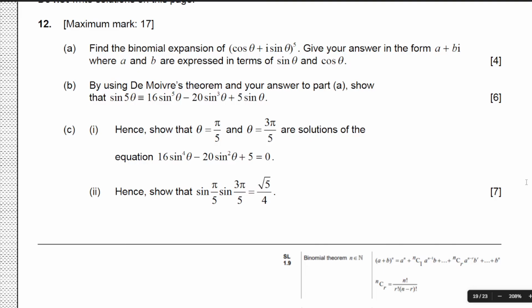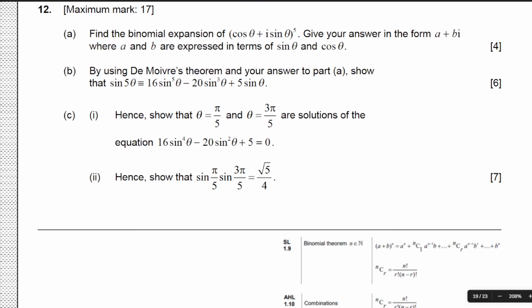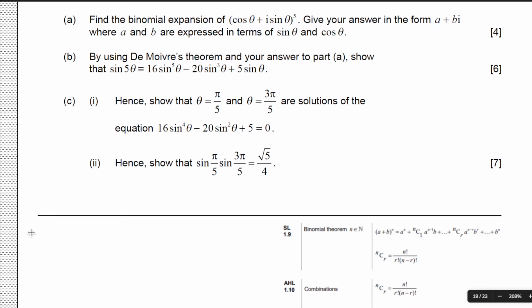Okay, so for our first question here, we just have to remember our binomial expansion, which we already have in the formula booklet, and you just need to identify which is a, which is b, and which is n. So here, let's put this here: (cos theta + i sin theta) to the power of 5, okay?